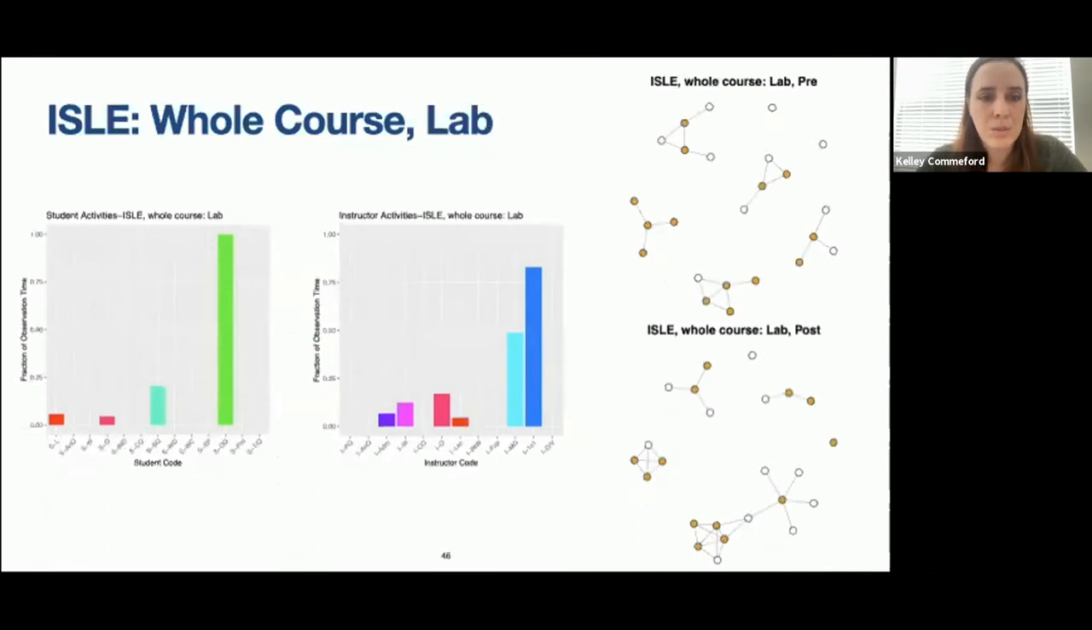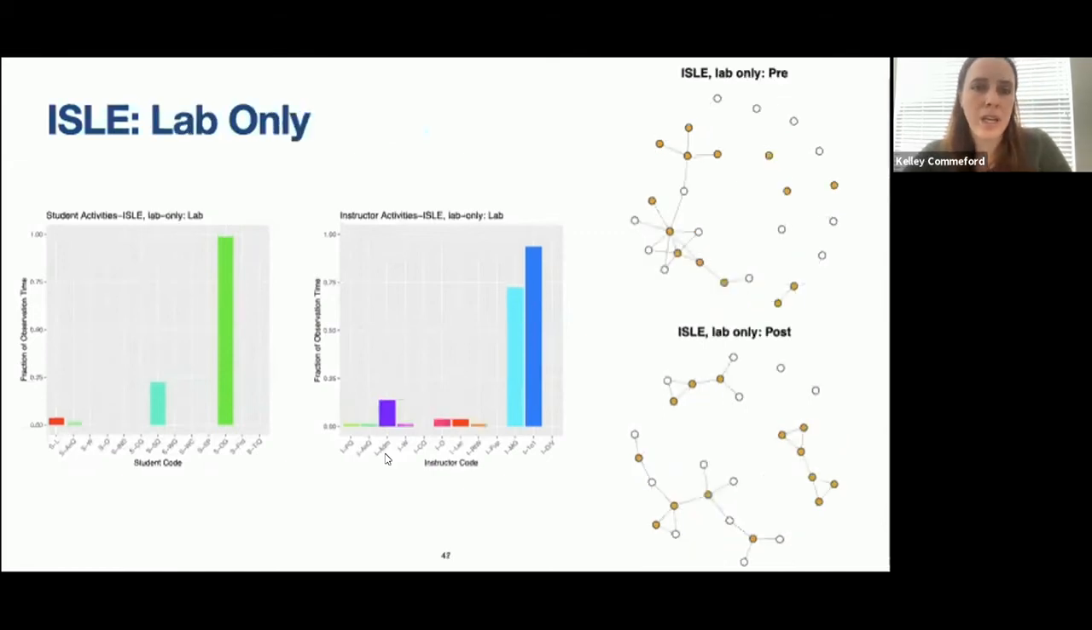The whole course implementation also had its lab component, where we can see these individual lab groups that students are working in, and lab activities were coded as other group activity. They were asking questions, listening to administrative tasks from the instructor.